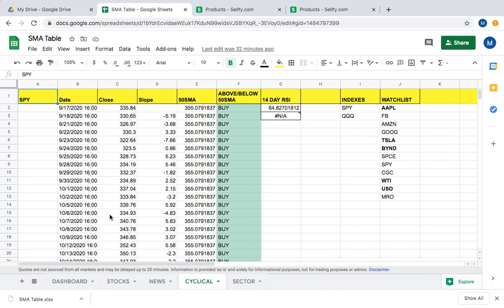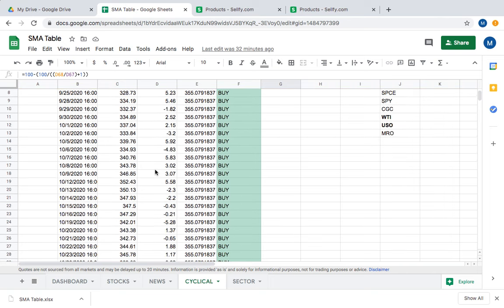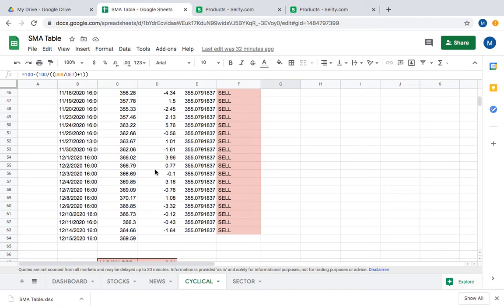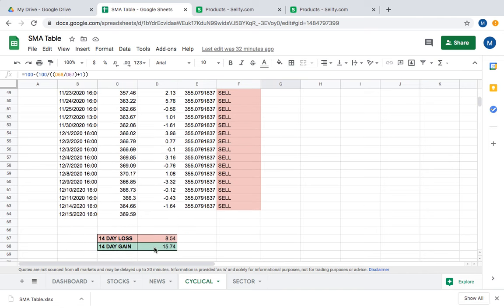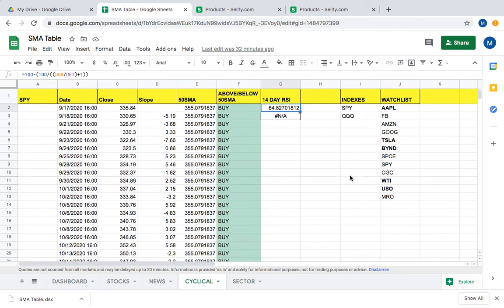If we go to the cyclical tab, I named this the cyclical tab, but really what this is doing for me is calculating the relative strength index. So that takes the last 2 weeks of price action data, and it adds up all the gains and all the losses, and gives you a ratio. Right now the S&P 500 is at 64, so it's actually a little high. It's coming up towards 70, which is when you would say it's in overbought territory. 30 is considered oversold territory.